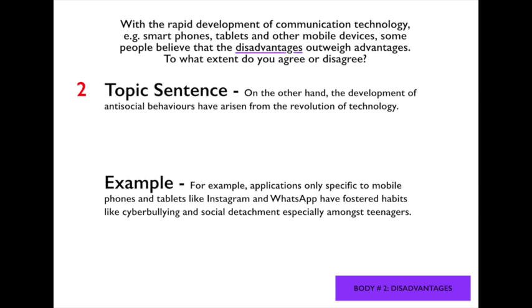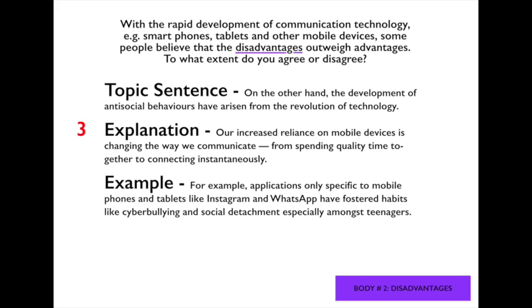Do you guys see the link of how I wrote antisocial behaviors in the topic sentence? And in my example, I've written about how it has resulted in cyberbullying and social detachment. Do you see how they link? So the explanation again is my warm-up to the example.